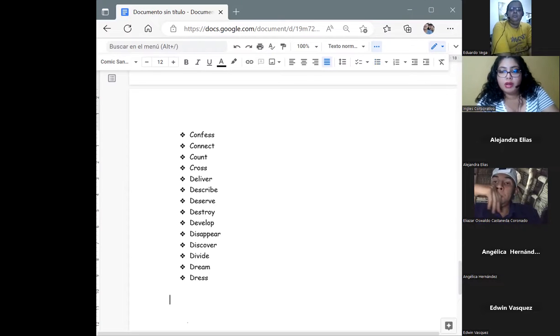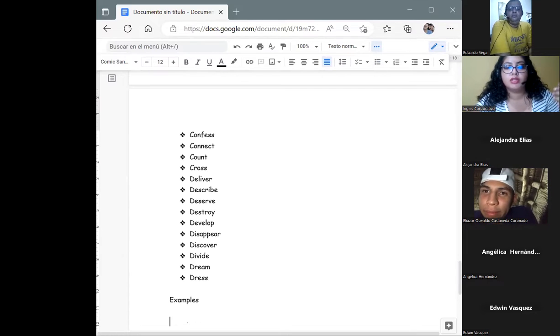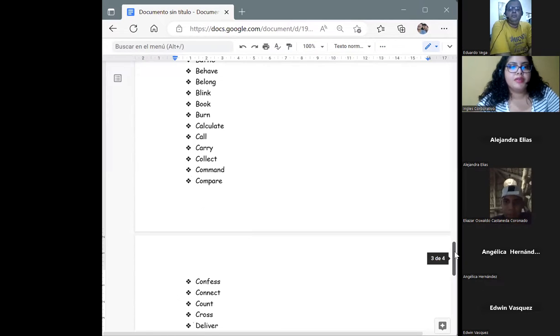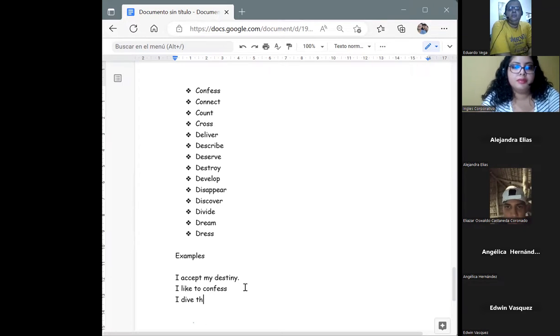Vamos a ver algunos ejemplos. Rápido, rápido, rápido, porque solo nos quedan like 2 minutes. Vamos a ver algunos ejemplos con estos verbos. Let's see. Ya tenemos nuestros verbos regulares y vamos a hacer algunas oraciones. For example, we have here these ones. I accept my destiny. For example, I accept my destiny. Yo acepto mi destino. I like to confess. Me gustaría confesarme o quiero confesarme. I divide the sandwich. Dividí el sándwich o divido el sándwich.